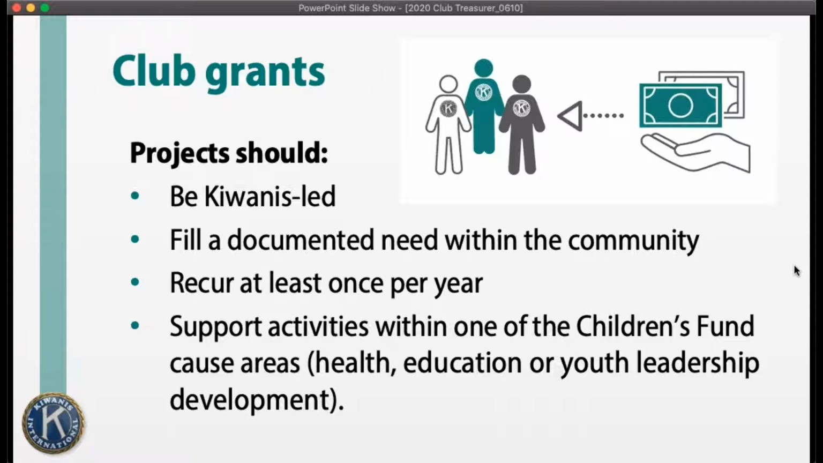For the Children's Fund, the grant is looked at as a form of collaboration. So when a Kiwanis club has a gap in its funding for service, a club grant can help fill it. Clubs can complete the first step of the application process, which is called a letter of inquiry, anytime throughout the year, but grants are awarded in June, October, and January.